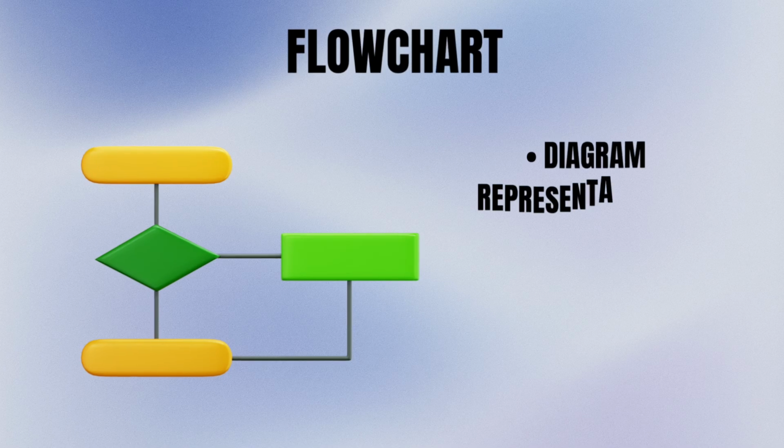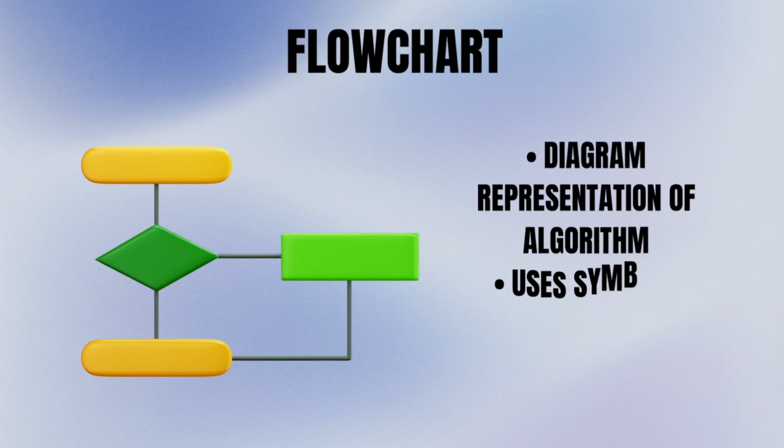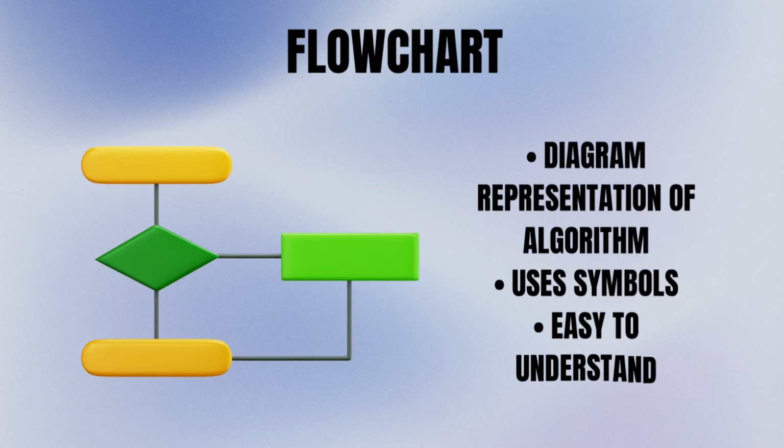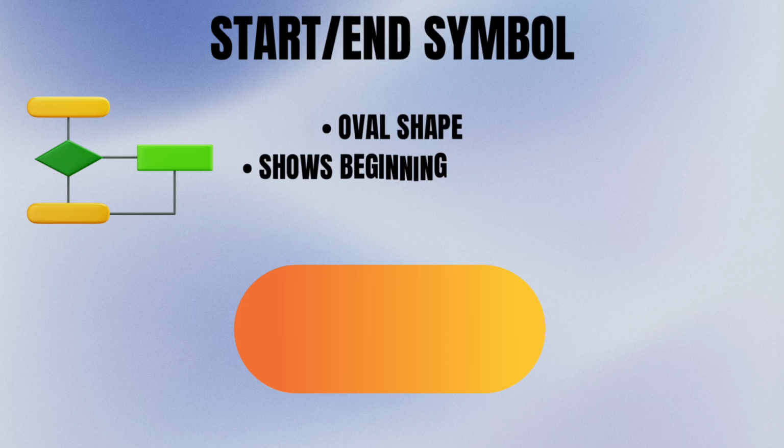Now let us understand what a flowchart is. A flowchart is a diagrammatic representation of an algorithm. It uses different symbols to show steps in a process. Flowcharts make it easier to understand complex problems. Let us look at some common flowchart symbols.